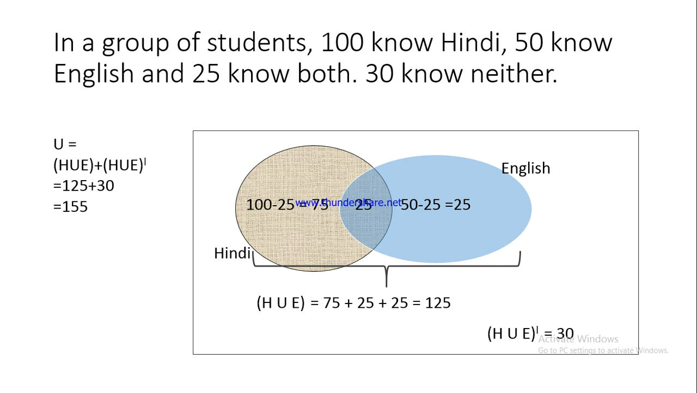You would also remember from our earlier discussions that universal set basically can be obtained by adding a particular set to its complement, and that is what we have done here. H union E becomes one set now, and we have added it to its complement, H union E dash or H union E complement, and the value that we get is 155, right? So let us try and solve this using the numerical method.